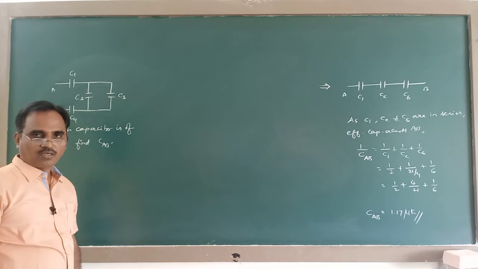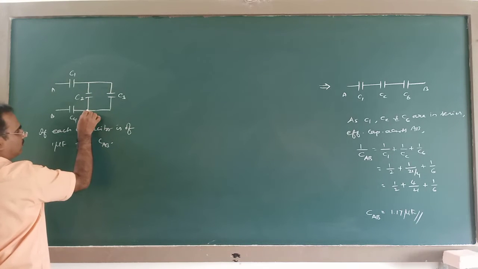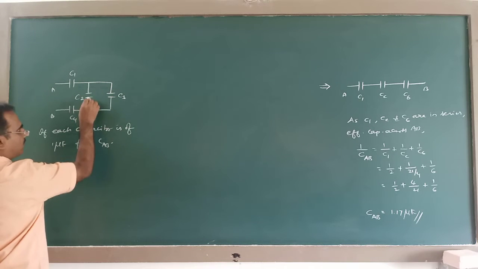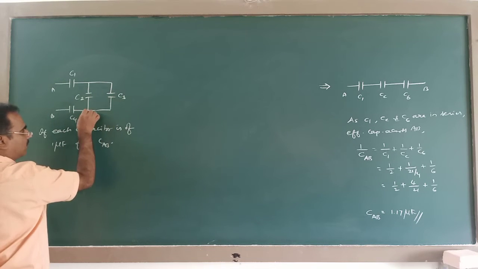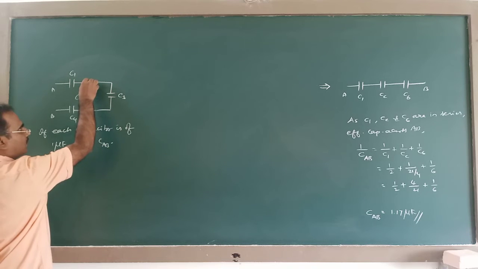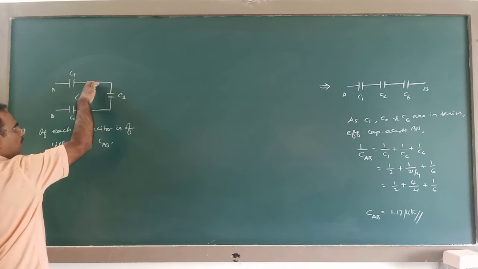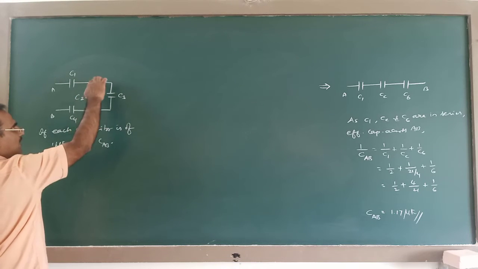In this network, what are the junctions? These two, this one and this one. Because this plate and this plate, all the three are joined here. So this is a junction. This is another junction. Between these two junctions, are there any series capacitors which are connected end to end? No.